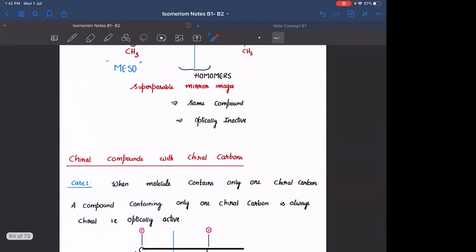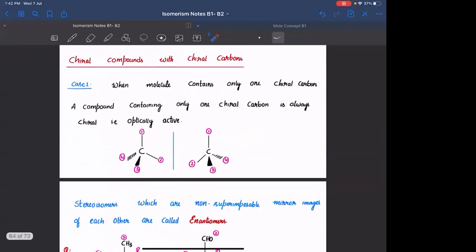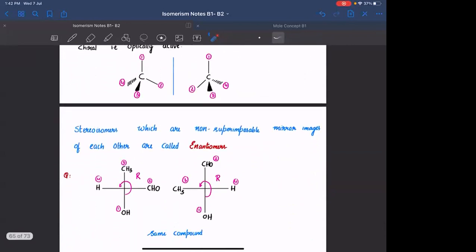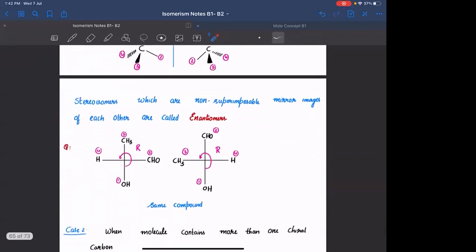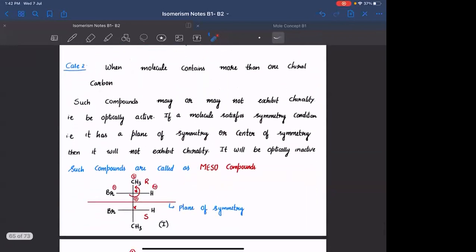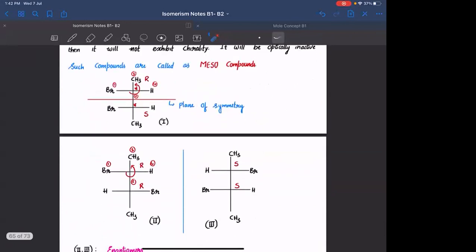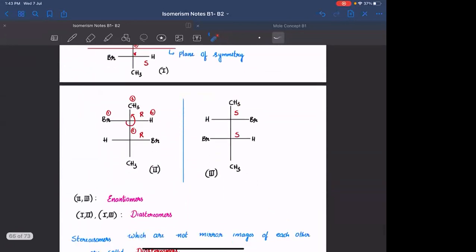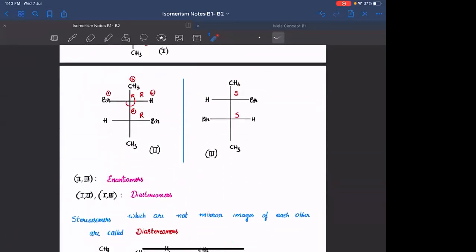Okay. उसके बाद हम chiral compounds with chiral carbons ऐसा कुछ heading पढ़ा. If you are having only one chiral carbon, then the compound will definitely be chiral, and the mirror images will be called as enantiomers. When a molecule is having more than one chiral carbon, you can have a meso compound or you can have enantiomers. That depends upon symmetry. If it is symmetrical, then it is called as meso. If it is asymmetric, you will be having mirror images which are non-superimposable, which are called as enantiomers.